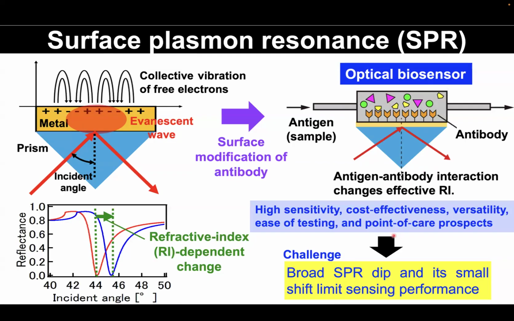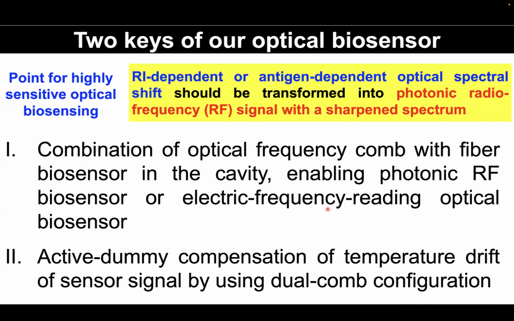However, the remaining challenge is that the broad SPR dip and its small shift limit the sensing performance. We consider a point for highly sensitive optical biosensing is that the RI-dependent or antigen-dependent optical spectral shift should be transformed into a photonic radio frequency signal with a sharpened spectrum. The resulting electric frequency signal can be precisely and rapidly measured by a high-performance frequency measurement apparatus.